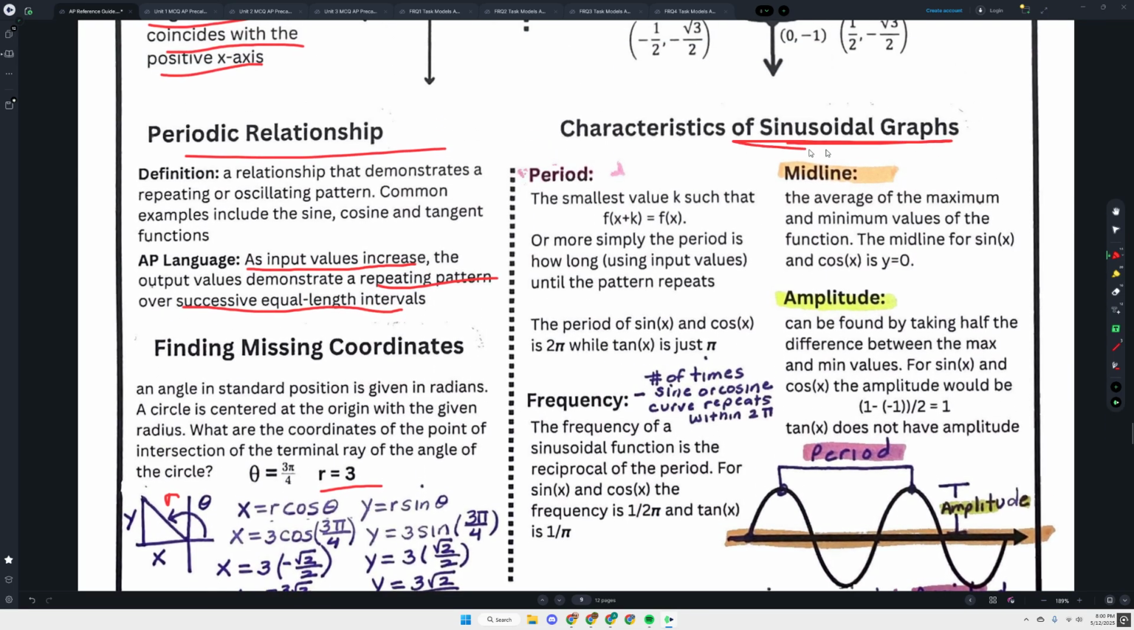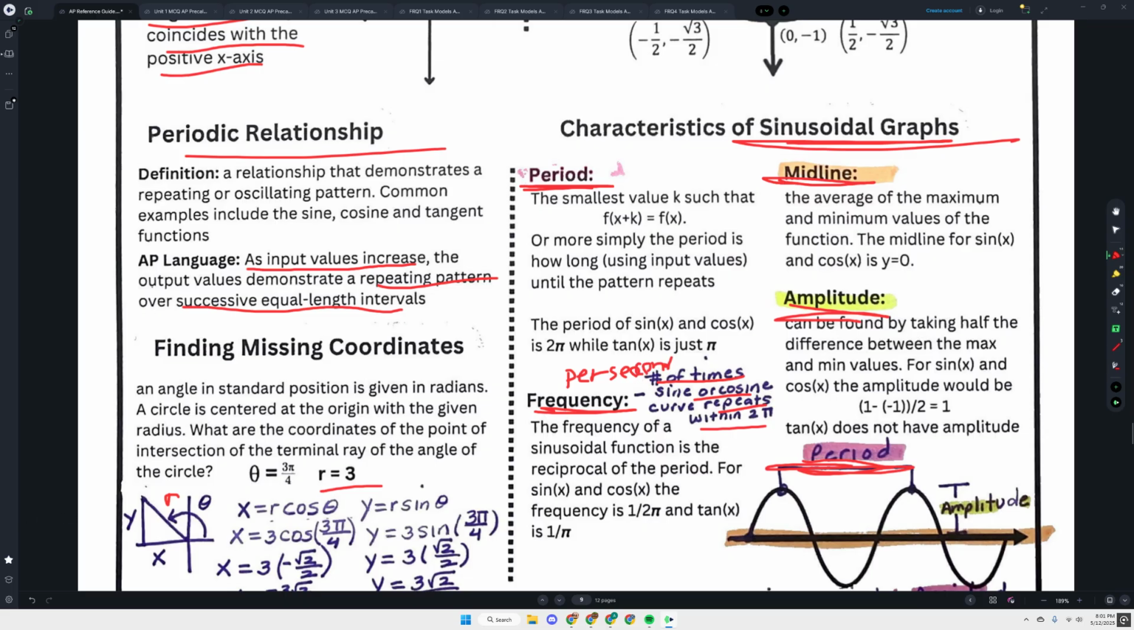Next, characteristics of sinusoidal graphs. This is important for FRQ theory. You may get the period, you may get a midline, you may get an amplitude, and you will definitely get the period in some form in English. Or you may get the frequency, and that's the number of times sine or cosine repeats within 2 pi. So if it says per second, it's usually a frequency.